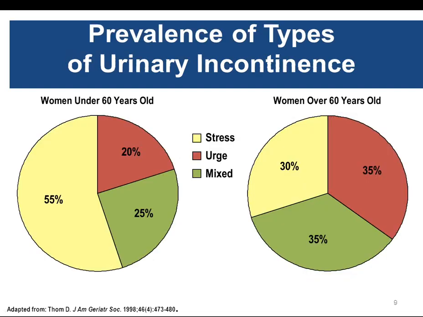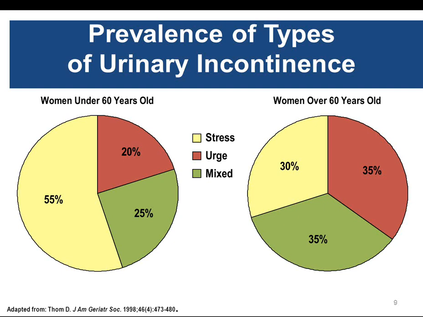So how prevalent is incontinence? And you can see from this pie chart that it is very prevalent. In women under 60 years old, stress incontinence is the most predominant type of incontinence and occurs in about 55% of women. Mixed incontinence happens in 25%, and that leaves urge incontinence in 20%.